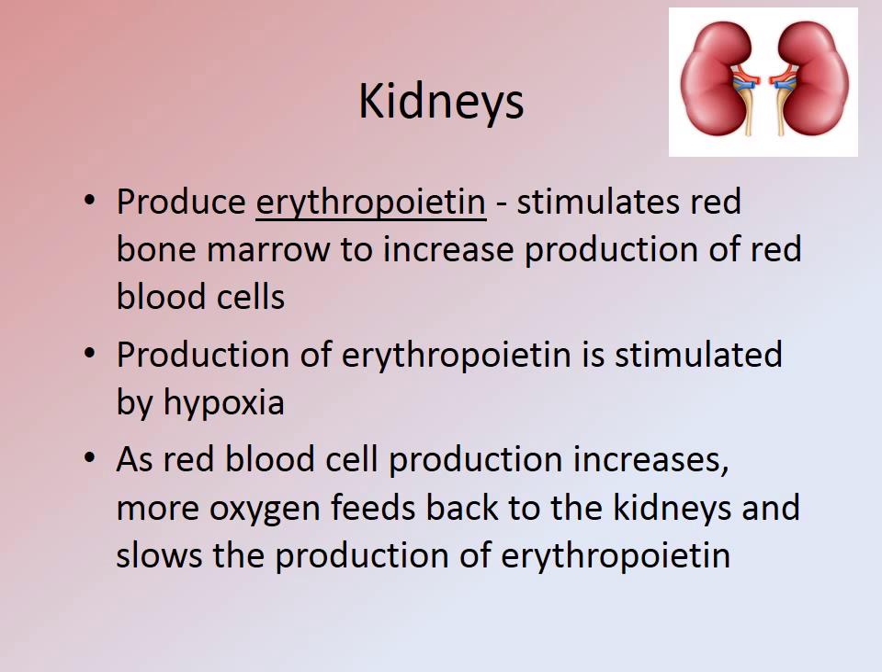So as the red blood cell production increases, more oxygen feeds back to the kidney. And then obviously the kidney will recognize, okay, our hypoxia is correcting itself. Let's slow down this production of erythropoietin.